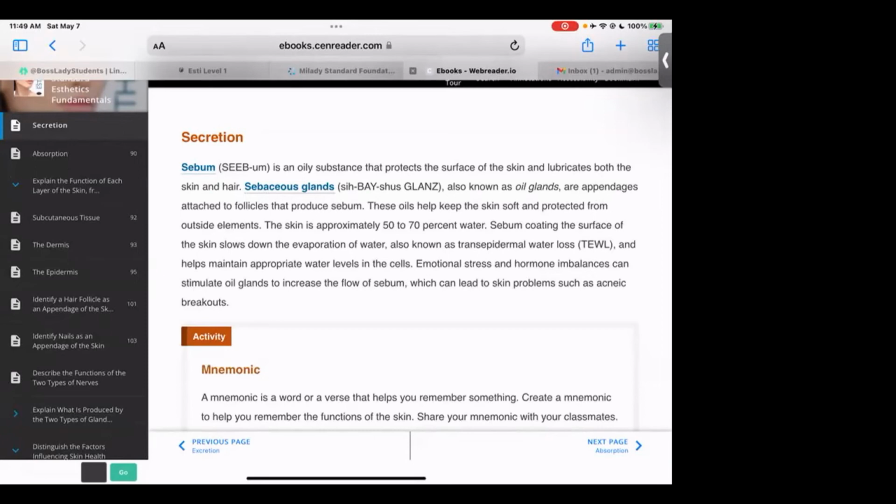So sebaceous glands, also known as oil glands, are appendages attached to follicles that produce sebum. These oils keep the skin soft and protected from outside elements. The skin is approximately 50 to 70% water at any given time. So sebum coating the surface of the skin slows down the evaporation of that water.